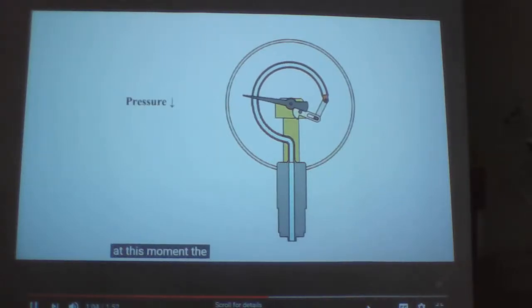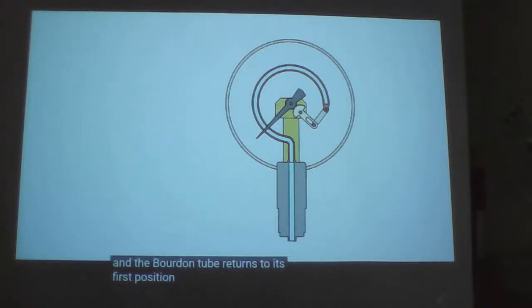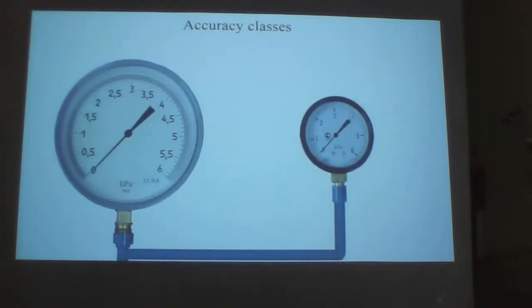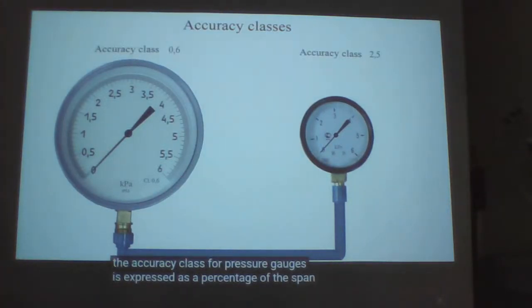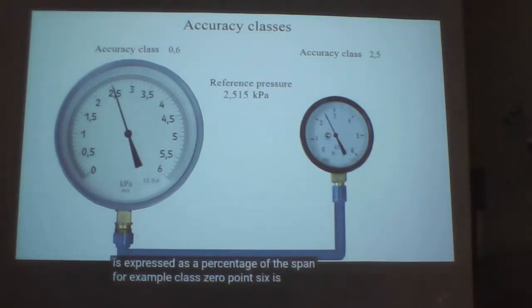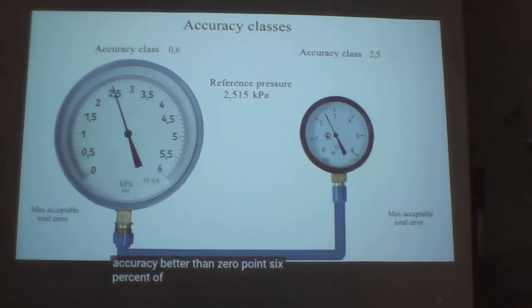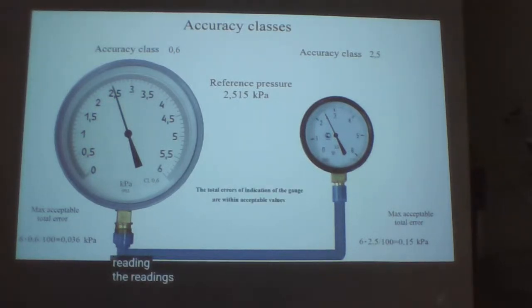At this moment, the pressure decreases and the Borden tube returns to its first position. The accuracy class for pressure gauges is expressed as a percentage of the span. For example, class 0.6 is class for pressure gauges with absolute accuracy better than 0.6% of the nominal full scale reading. The readings of these gauges are slightly different. It's normal. These pressure gauges have different accuracy classes.